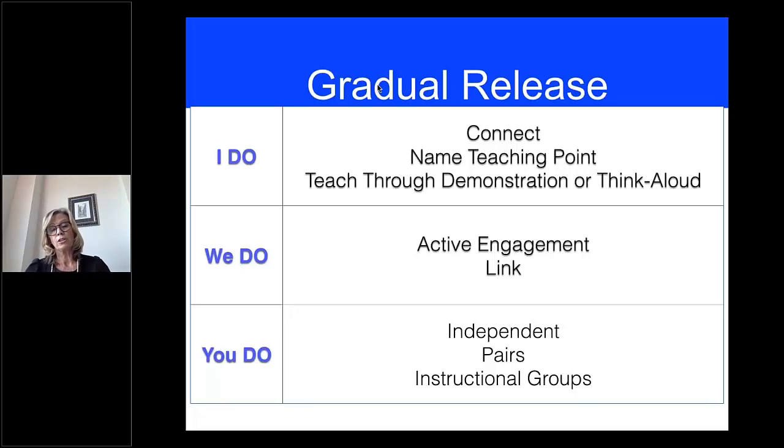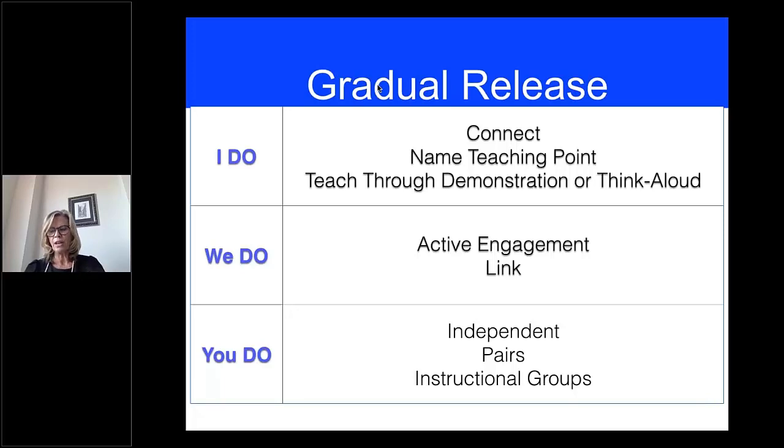And finally, the you do. The you do can be done independently, in pairs, or in instructional groups. It depends on your learners. Remember, there are students that require accommodations. There are students who might be struggling with auditory memory, visual memory, auditory processing. There are so many components wrapped into this mini lesson that we must be aware of in order to create a lesson for all learners to access that curriculum.